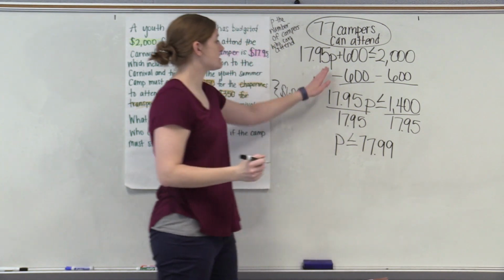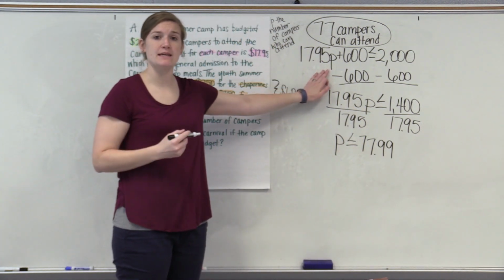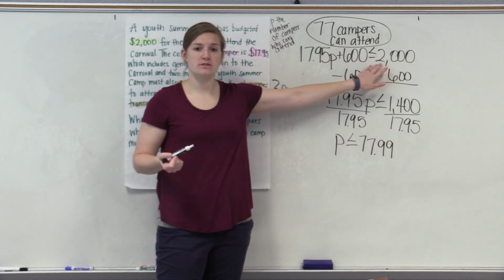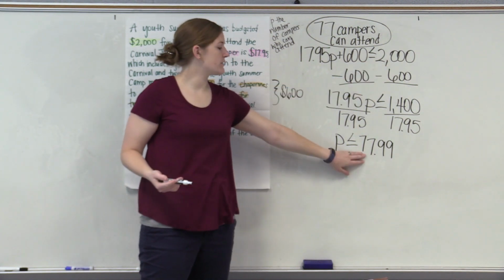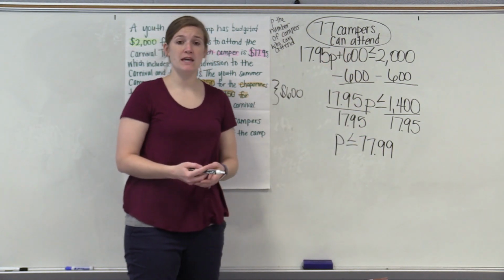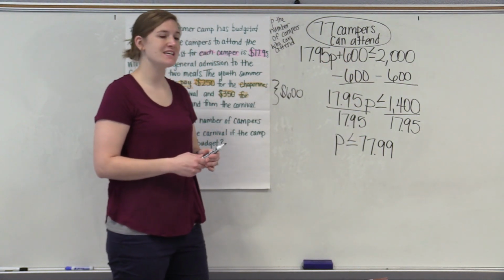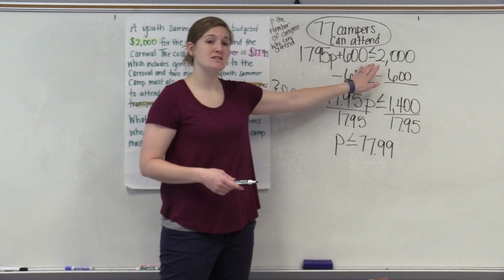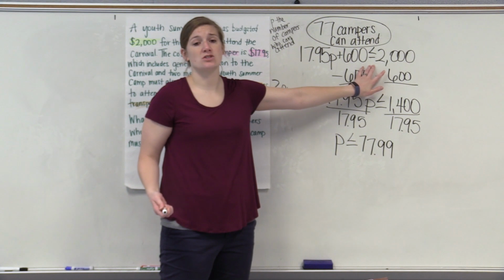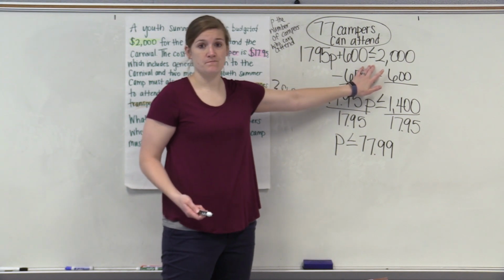If you take that 77 and you substitute it for P in your inequality, that number will be less than or equal to 2,000. However, if you were to round this up to 78 and then substitute 78 in place of P, saying that 78 campers could attend, that number is no longer going to be less than or equal to 2,000, which means that we've exceeded our $2,000 budget, which is not okay.